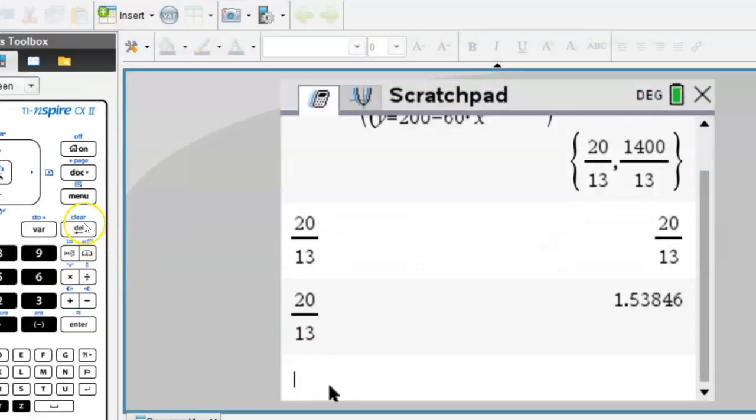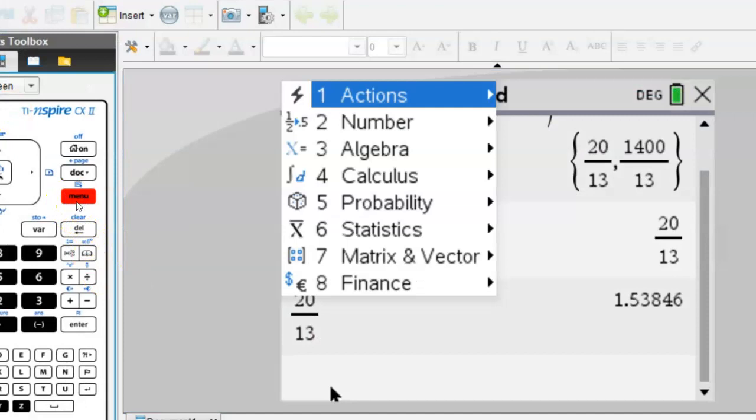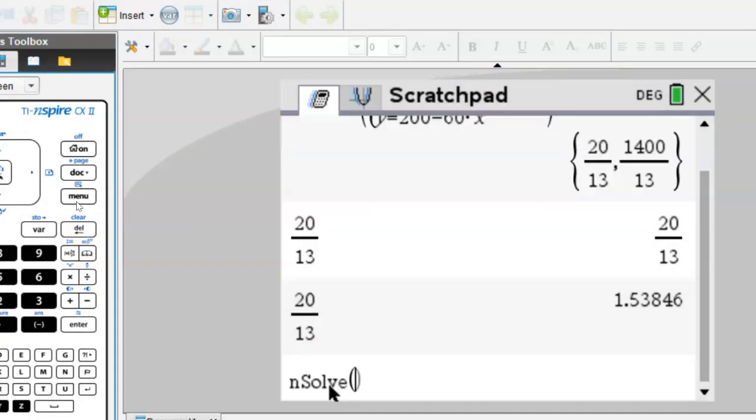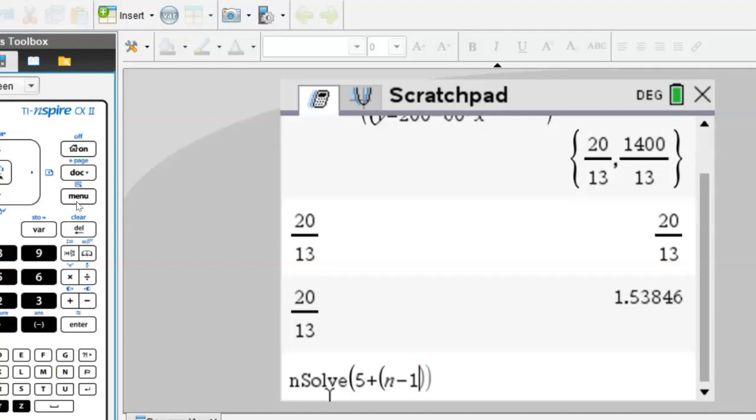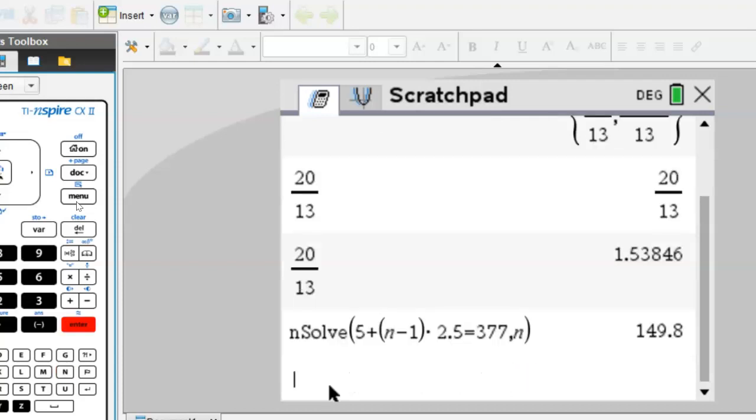So, menu, 1, and I'm going to say 5 plus, parentheses, n minus 1, parentheses. My common difference is 2.5. Instead of putting greater than, I'm going to put equal, comma, n. If you do this, you get 149.8.